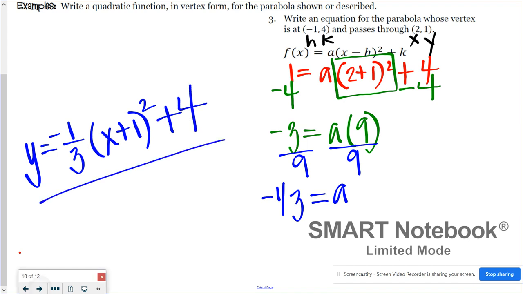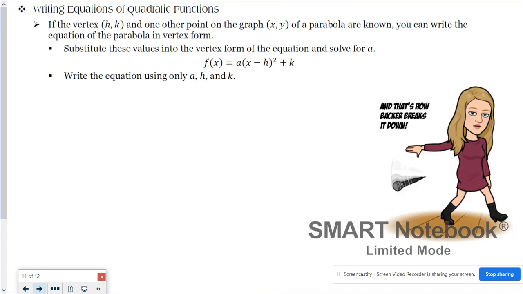So we can write quadratic functions in vertex form if we know the vertex and one other point on the graph. We simply substitute these values into our vertex form, f of x is equal to a times the quantity x minus h squared plus k. Solve this for a, and then write the function.